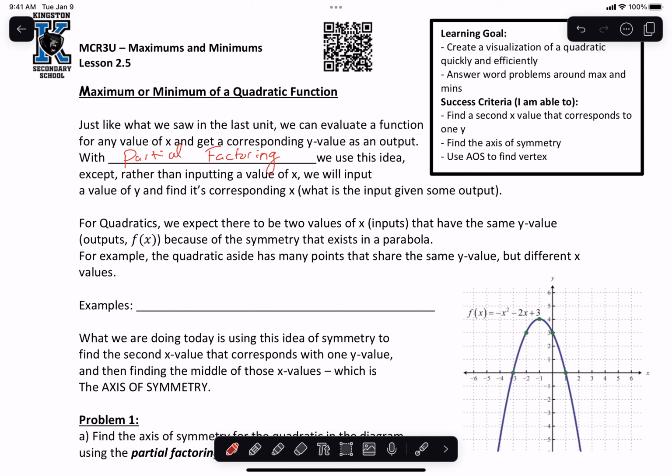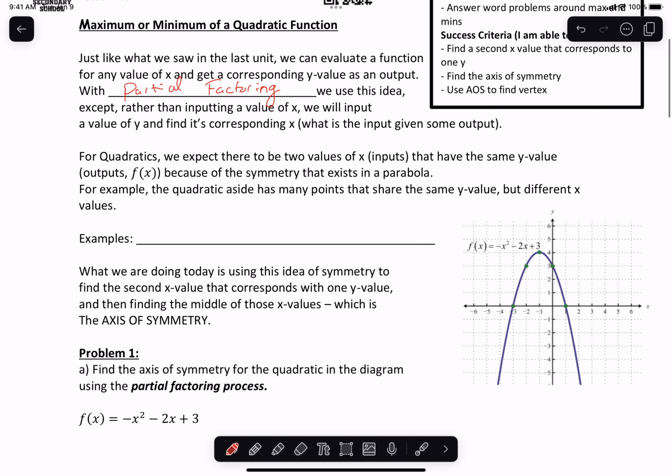That's because of the axis of symmetry in the parabola, right? So we get this kind of mirrored effect with the parabola. And so we can find some points with the same y values. So for example, the quadratic aside has many points that share the same y value but different x values. So let's name a few.